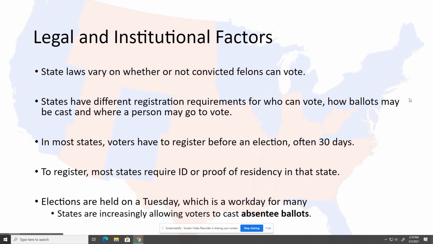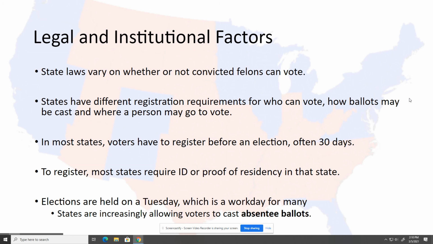States can have different registration requirements for who can vote and how ballots can be cast and where a person may go. So opportunities for registration could be when you're renewing a driver's license. Some states allow online registration. Some are going to allow registration at the polls. So that can vary and affect whether or not people are able to vote. In most states, voters are going to have to register before an election, often as far out as 30 days. In some states, to register, you're going to have an ID or proof of residency in that state.